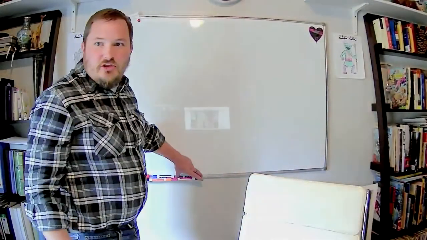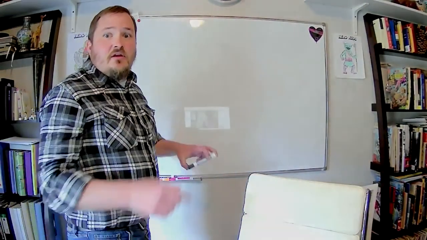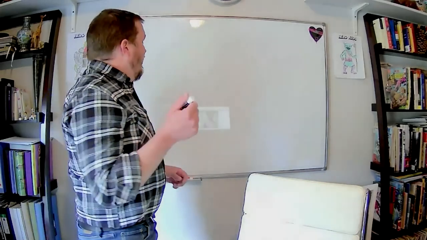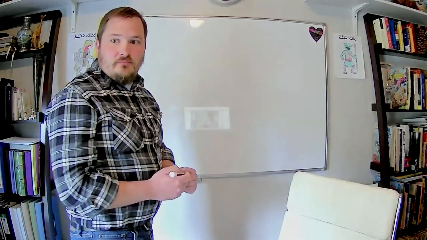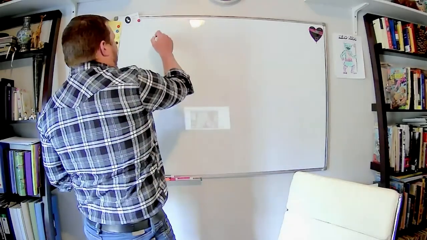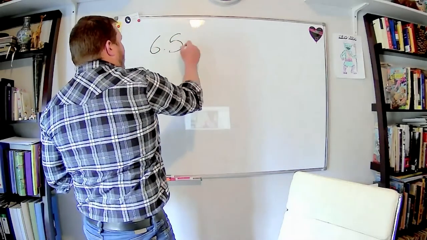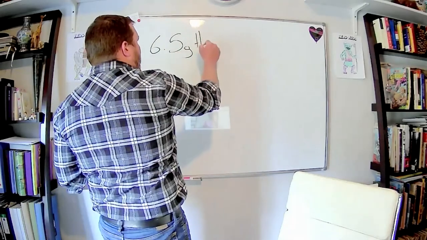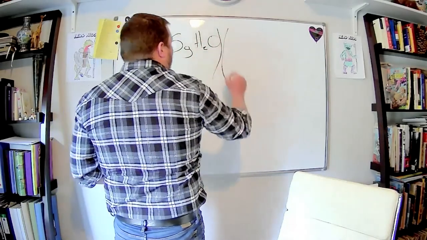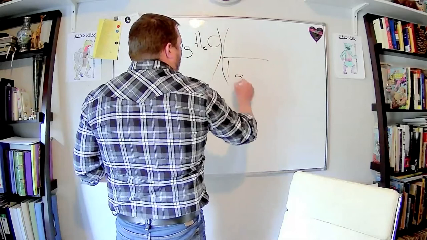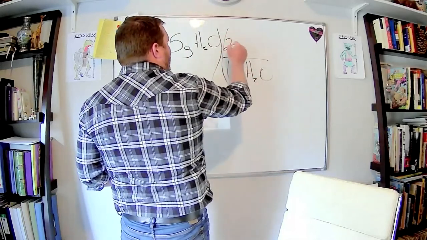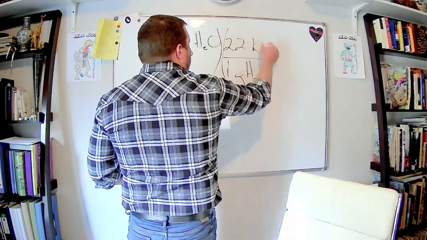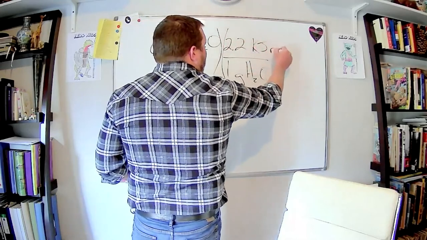Just the same way as we can use density to convert grams to a volume. We can say, okay, well, if I have 6.5 grams of water, and for every 1 gram of water condensing, 2.2 kilojoules are released.